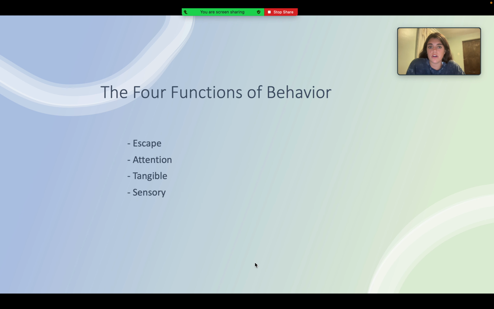All right, so when we're talking about behavior, I think it's always important to keep the four functions of behavior in mind. So they're listed right here: escape, attention, tangible, and sensory. And I just wanted to throw those out here so we keep those in mind going forward throughout this presentation, because we will be talking about this.